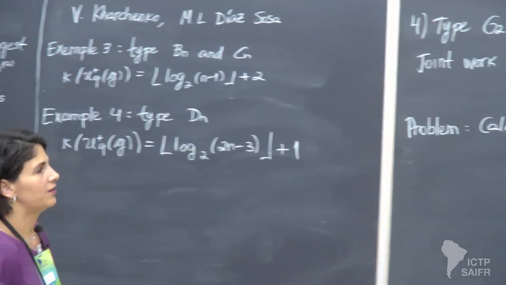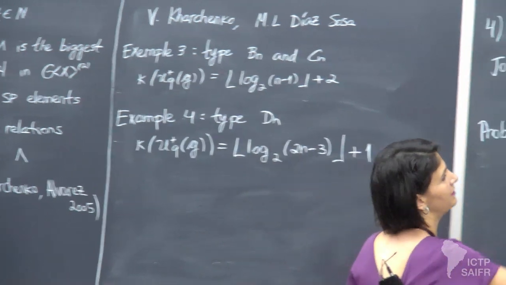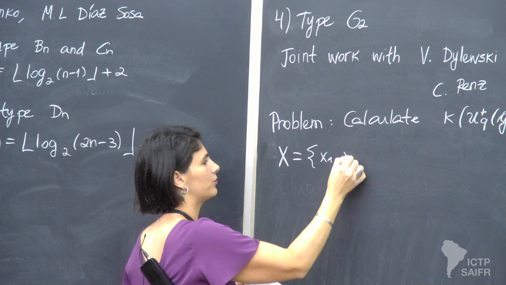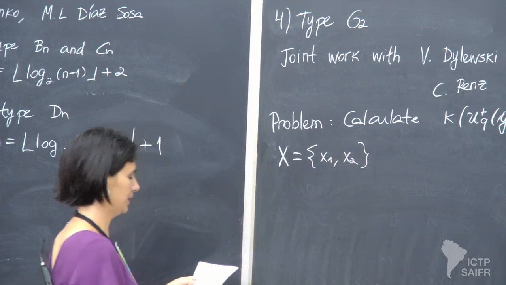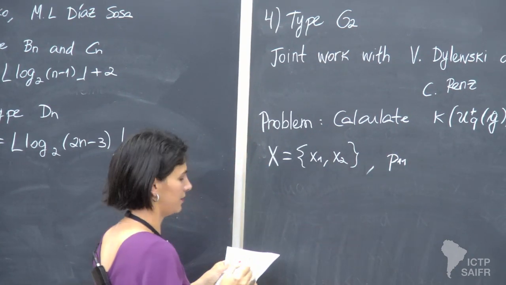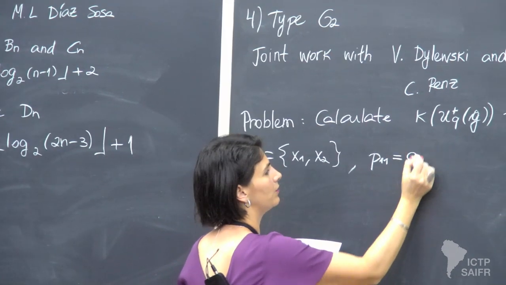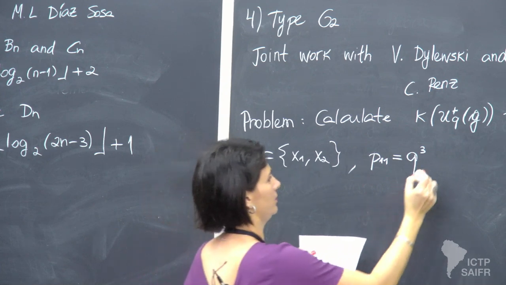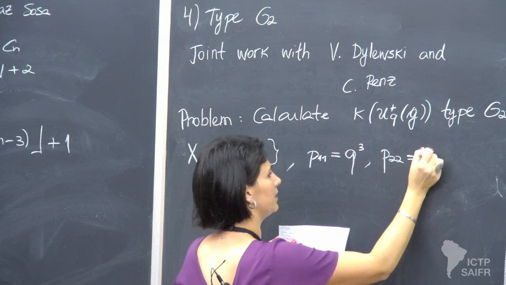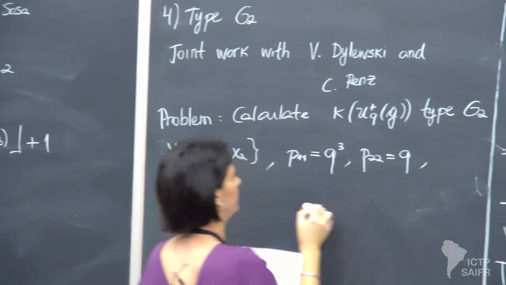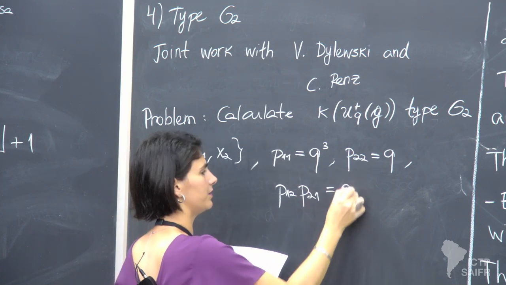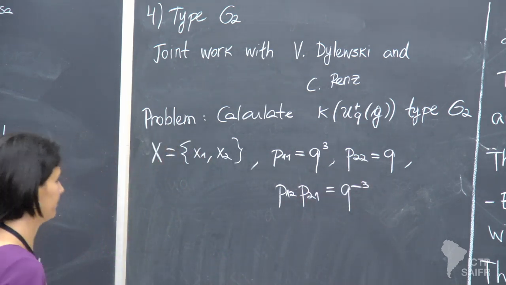I will tell you just a little bit about what this algebra is like. We now have only two quantum variables, only x1 and x2. From the Cartan matrix of G2, we obtain that P11 is q to the 3, P22 is q, and P12 P21 is q to the minus 3.